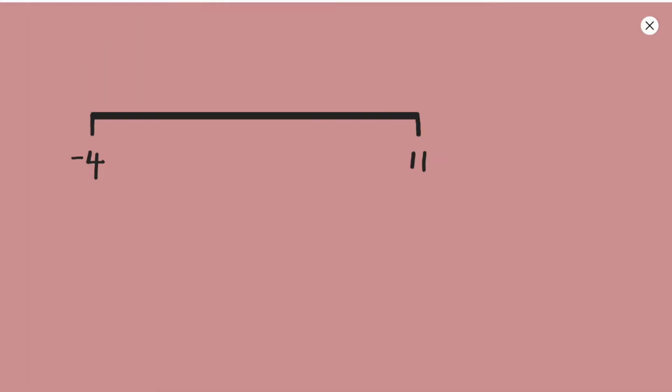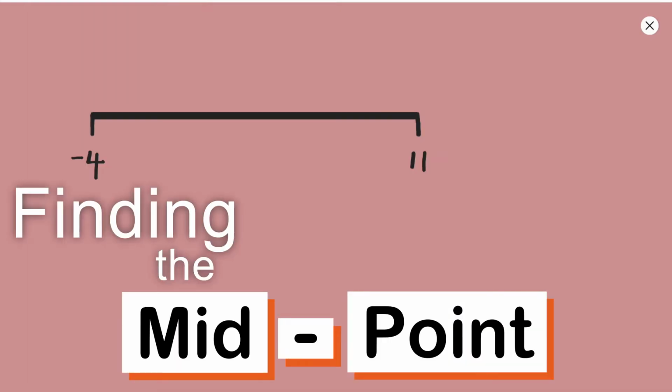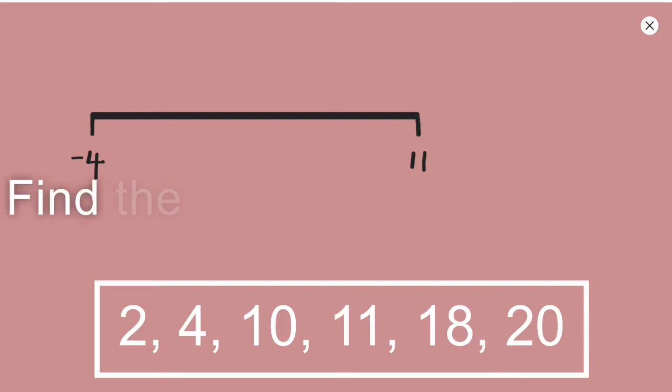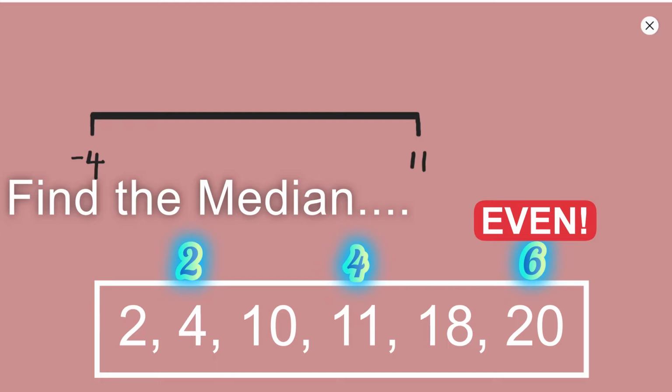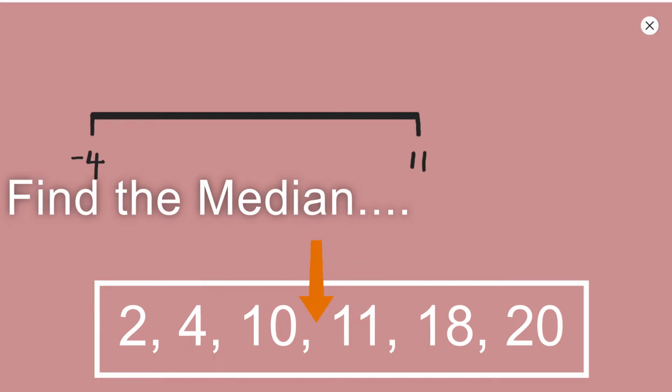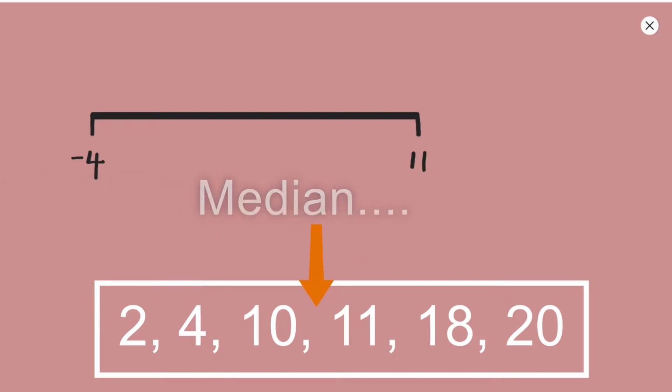Got one here for you, which is finding the midpoint. Comes up in a lot of areas. One of those areas is when you're finding the median. And where exactly in the median would you use it? Typically when you have an even amount of numbers and you're trying to find the very center. It's going to lie in between those two.